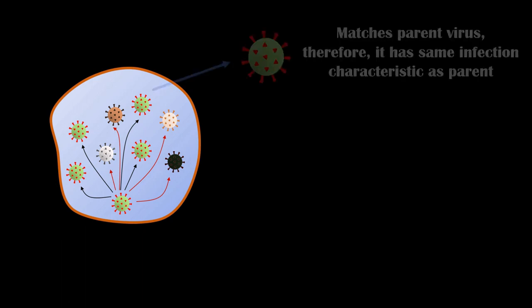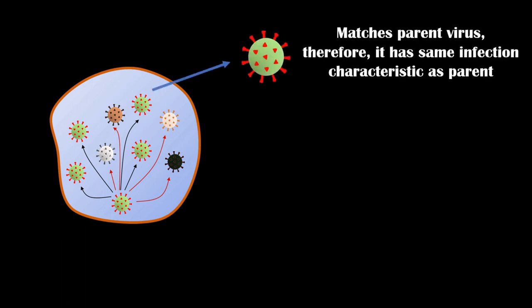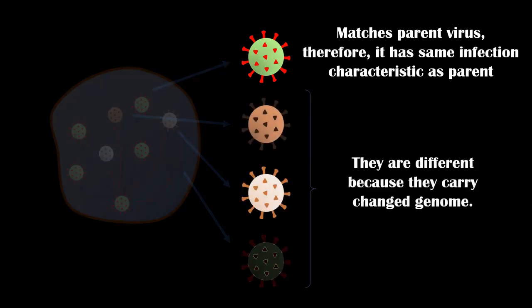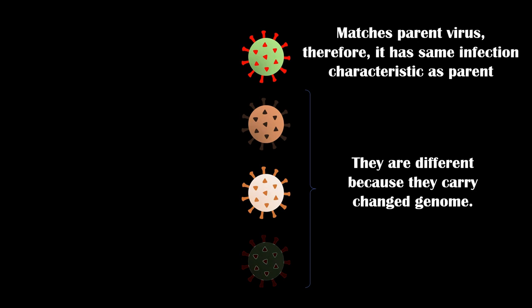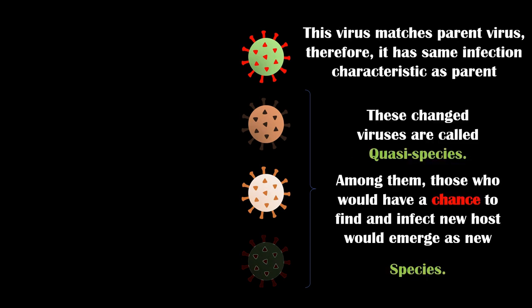Among all the virus offsprings, this virus matches the parent virus, therefore it has the same infection characteristics as its parent. But these 3 types are different because they carry a changed genome. These changed viruses are called quasi-species. Among them, those who would have a chance to find and infect new hosts would emerge as new species.